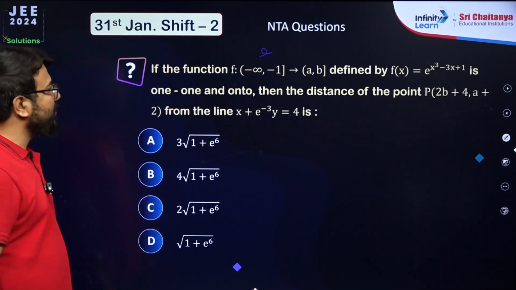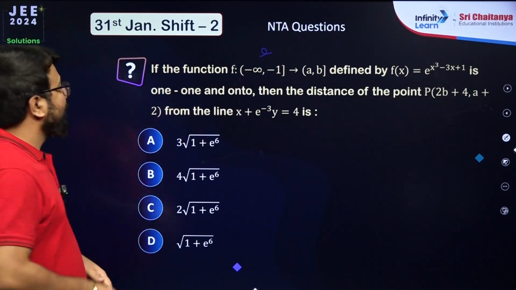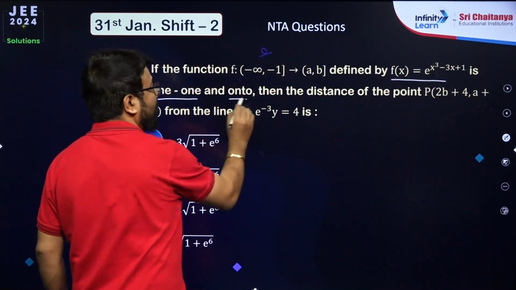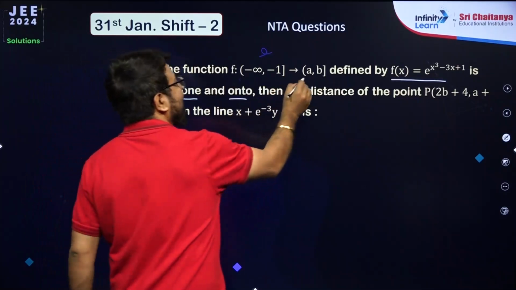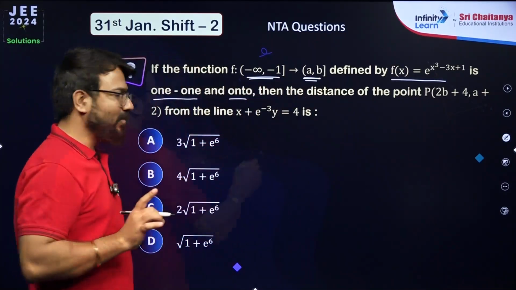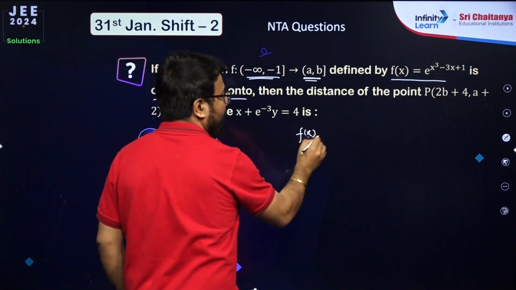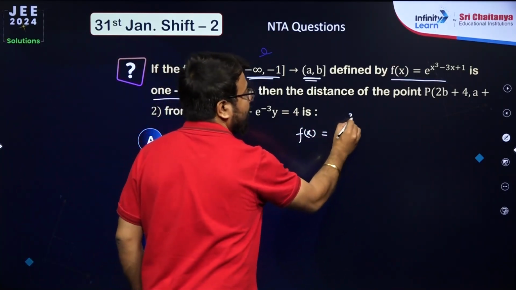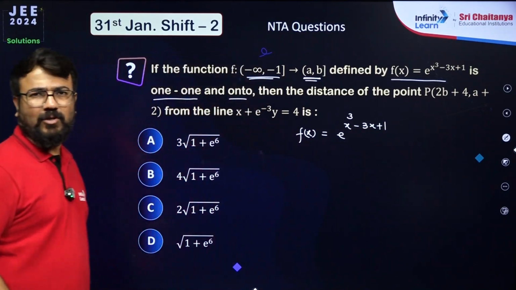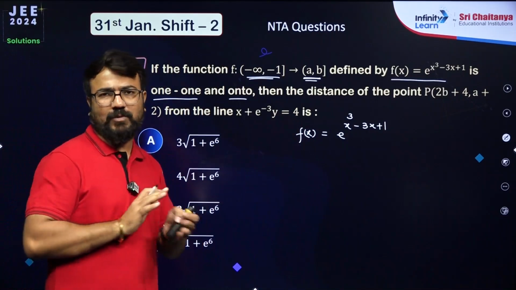Moving forward to the next question, here is a function being defined and it is written that this function is 1-1 as well as onto. So this range is not given. From this interval to this interval, the function is 1-1 and onto. Let us write the function first of all. It is e raised to the power x cube minus 3x plus 1. Obviously, the range will be positive because e raised to the power something will always be positive.